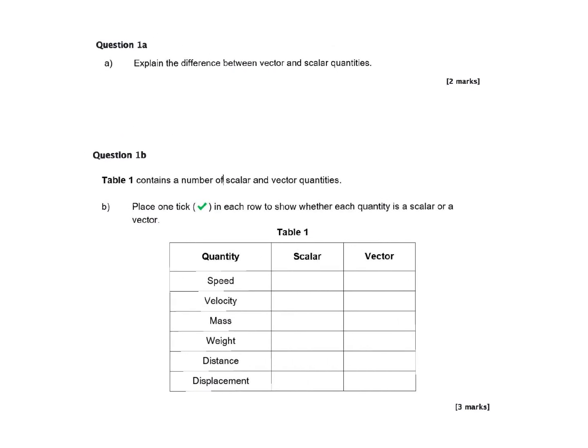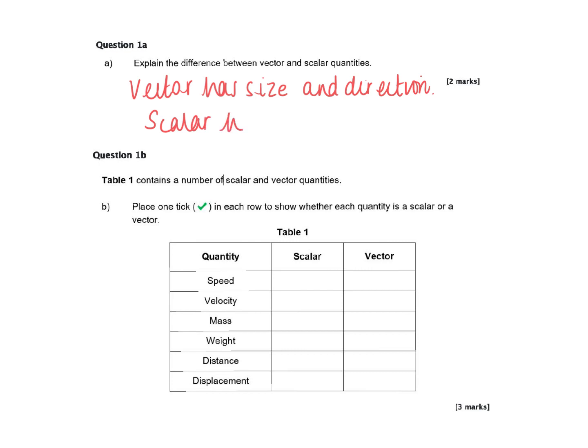Okay, question 1. Explain the difference between scalar and vector quantities. So a vector has size, which is sometimes called magnitude, and a direction, whereas a scalar quantity has only a size. It is not specified which direction it will be in.